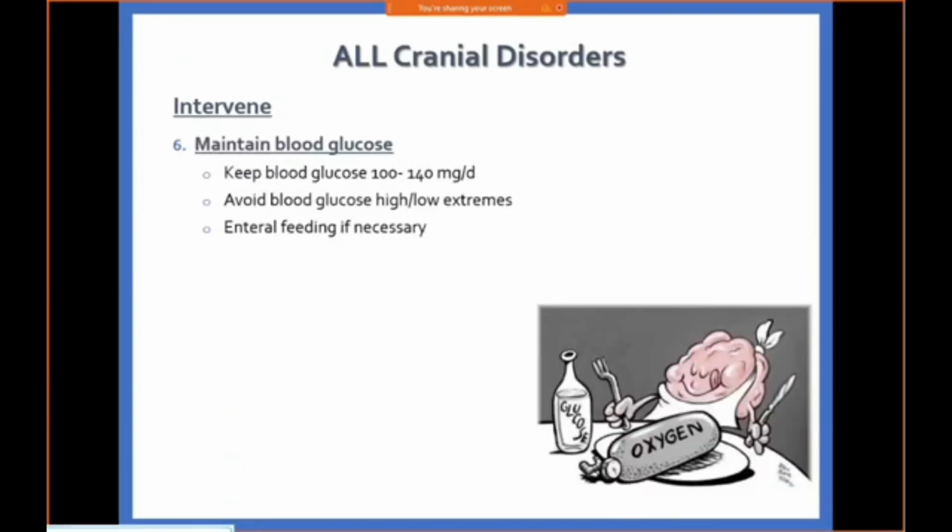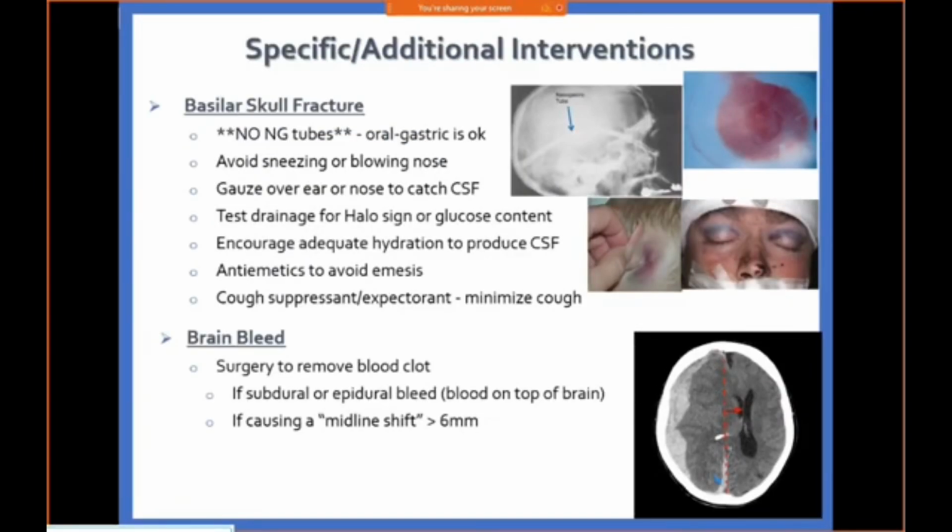And then, of course, maintain blood glucose. I don't mean high, but the brain needs glucose for its activities. So we're going to keep that blood glucose right around 100 to 140, not too high, not too low. So if they need to be eating, then keep that up. This is not the time to starve a brain. Any starving of the brain is going to cause more damage and swelling. So maintain the glucose.